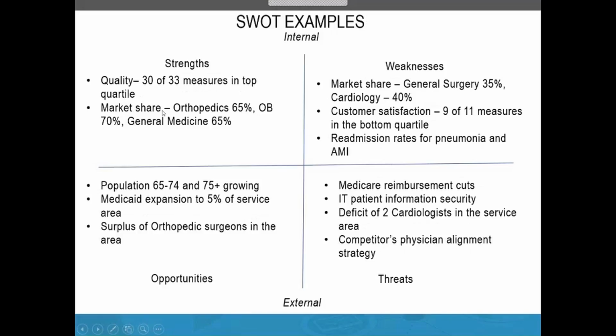You've got market share as a strength. You've got some market share as a weakness. Our customer satisfaction is a weakness with 9 of 11 measures in the bottom quartile. Our readmission rates. Now, opportunities, external things that are positive, is a growing elderly population, which uses a lot of health care. And right now, as long as we're still not capitated, that's actually a good thing to have business in the hospital. In this sample case, Medicaid expanded to 5% of the service area.